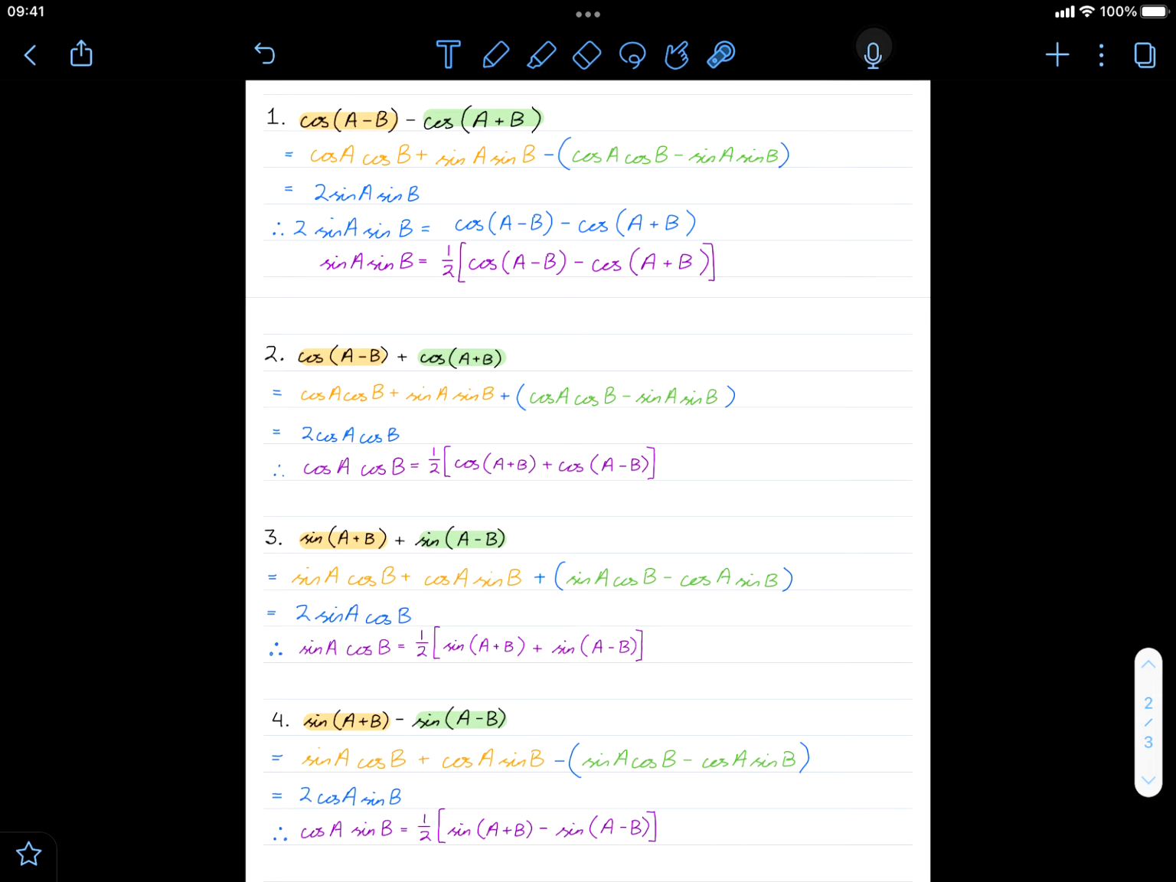So I hope that gave you a quick insight into the proofs of the product identities of trigonometric identities.